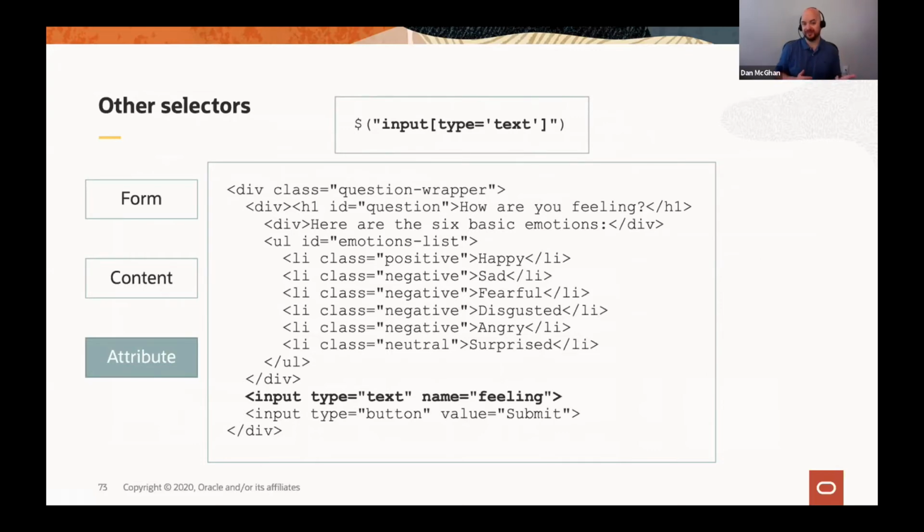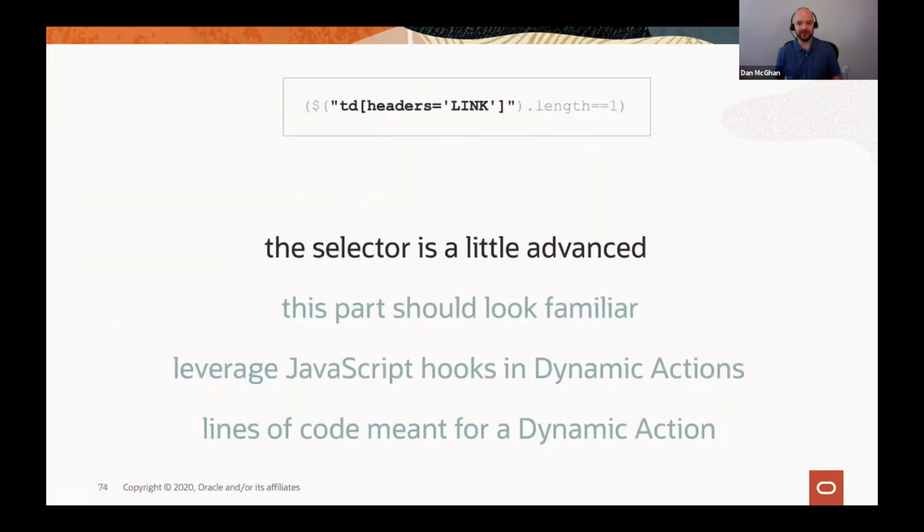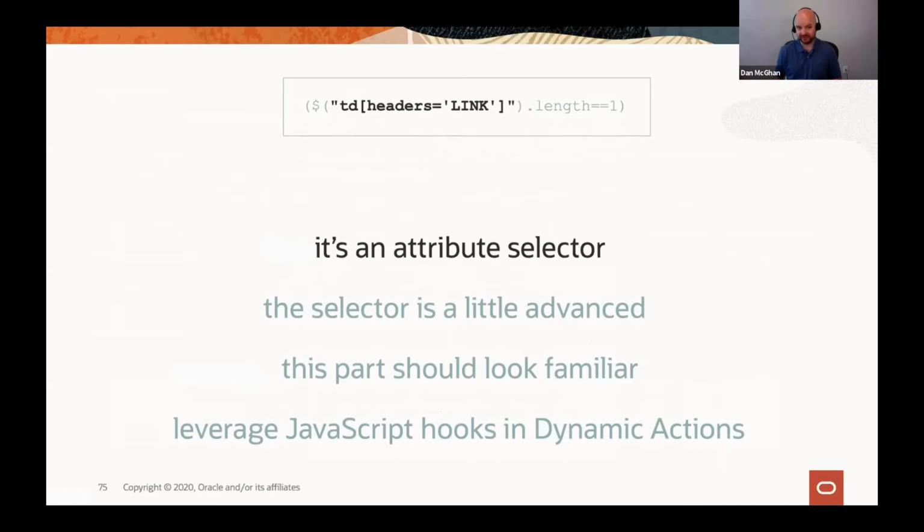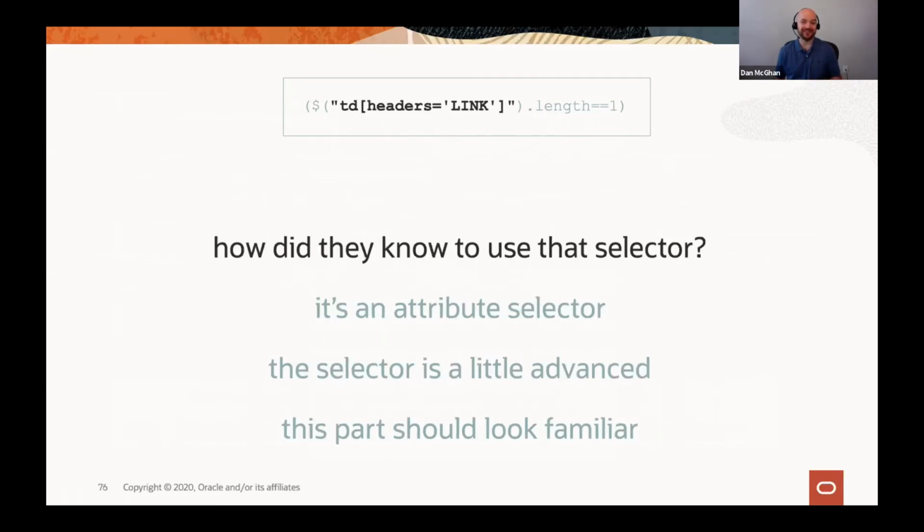You can be even more expressive, or I should say exact, and say, give me only the input elements that have an attribute of type equal to text. And this is actually very similar to what we were seeing before. So it's an advanced selector, but it's an attribute selector to be exact. And it reads like, give me the table data elements that have a headers attribute with a value equal to link. And the question, of course, is how did they know to use that selector?